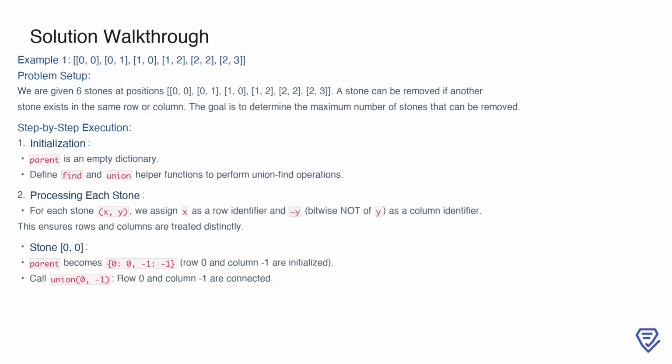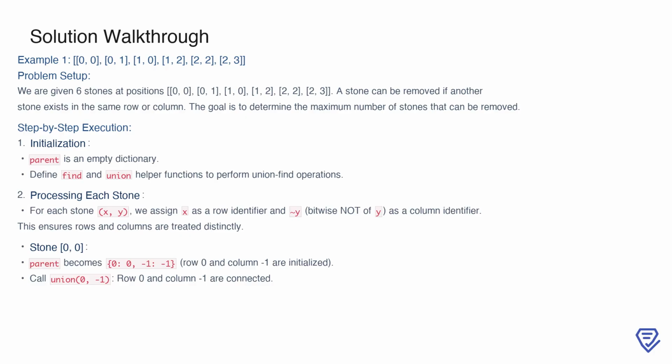First, we initialize an empty dictionary called parent to track the connected components. We also define helper functions find and union to perform the union find operations. When processing each stone, we treat the row and column as distinct nodes by using the row number directly and the negative of the column number.